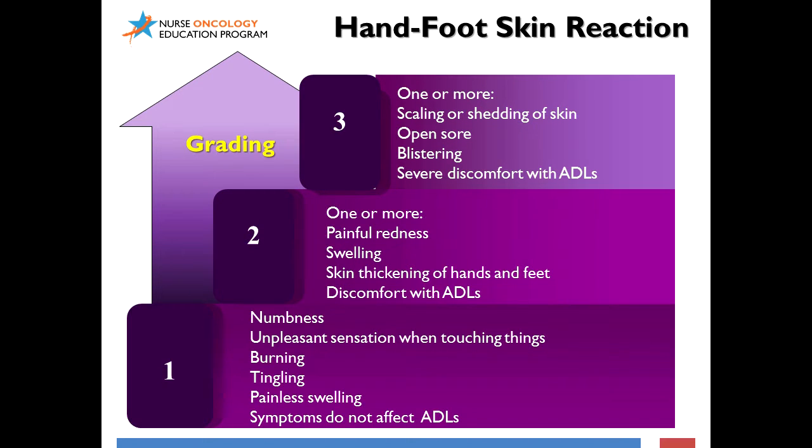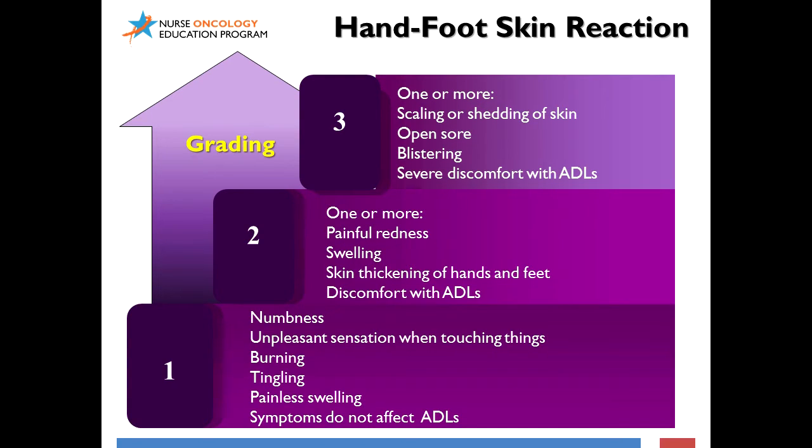Moving on to other types of alterations in the integumentary system is the hand-foot skin reaction. We know that that is a reaction that can appear on the palm of the hand and the soles of the feet as a result of certain chemotherapy and targeted therapy agents. You may also know it as acral erythema or palmar plantar erythema. You may hear it as PPE. Different drugs known to cause hand-foot syndrome are capecitabine, fluorouracil, liposomal doxorubicin, cytarabine, hydroxyurea, sunitinib, and sorafenib.